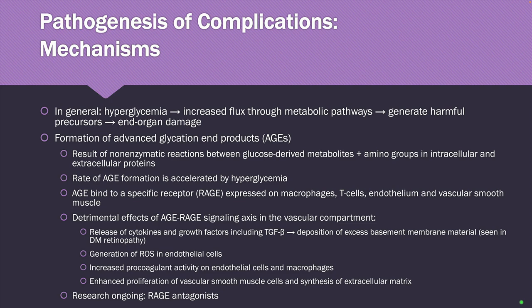One is the formation of advanced glycation end products or AGEs. These are a result of non-enzymatic reactions between your glucose-derived metabolites and amino groups in intracellular and extracellular proteins. The rate of formation of your AGEs is accelerated by your hyperglycemia. The AGEs now bind to a specific receptor known as RAGE, or receptor for AGE, expressed on your macrophages, T cells, endothelium, and vascular smooth muscle. Note that all these things you can see in your blood vessels. So the AGEs will now attach to these structures.